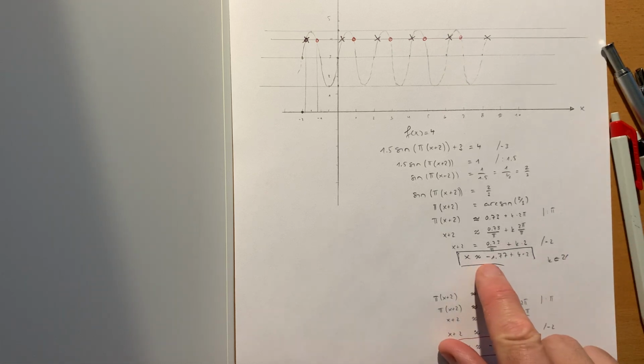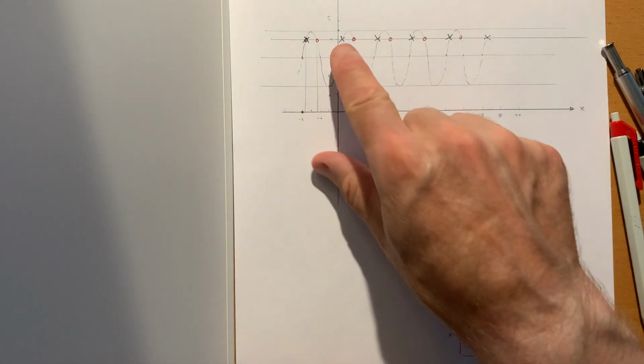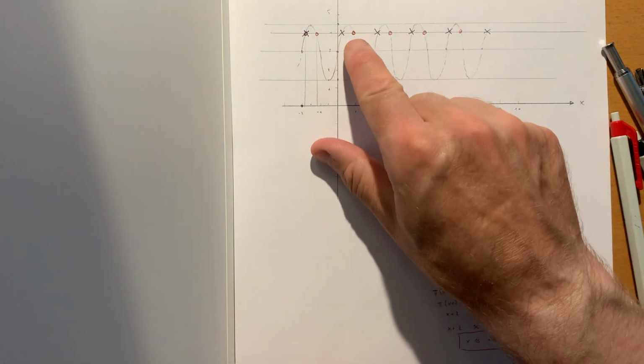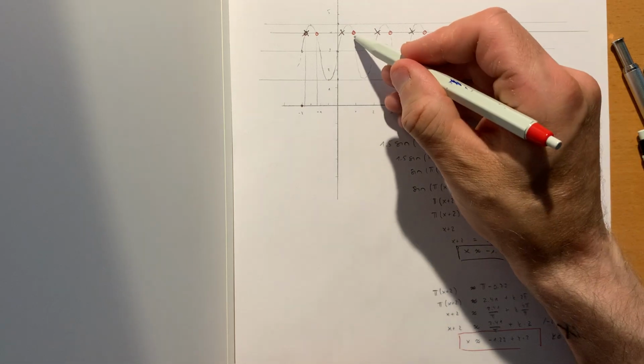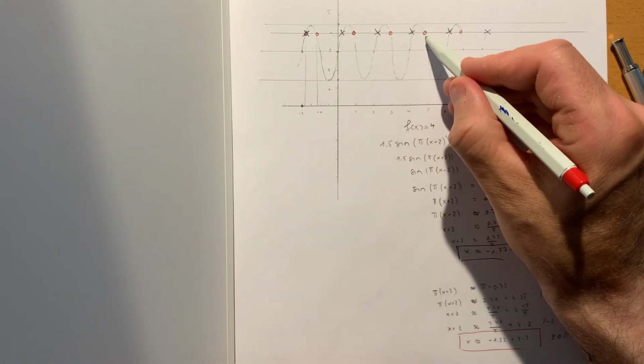So it could be minus 1.77 plus 2. Well, plus 2, that would be here. It could be minus 1.23 plus 2. That would be here, this red dot. Plus 4 would be here. Plus 6 would be here.